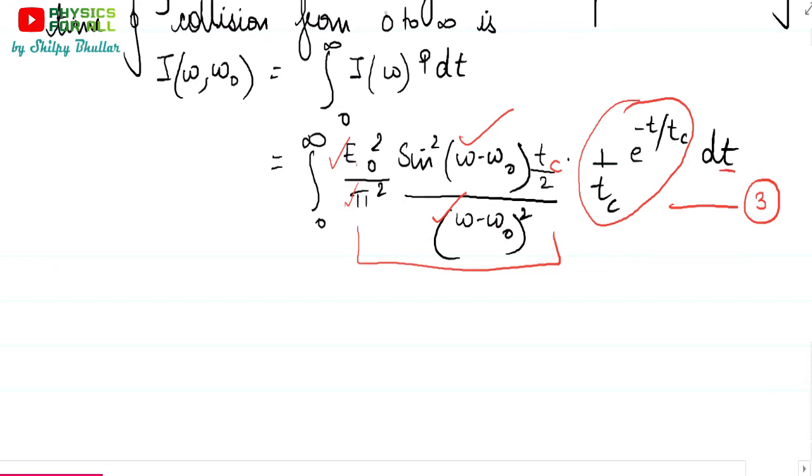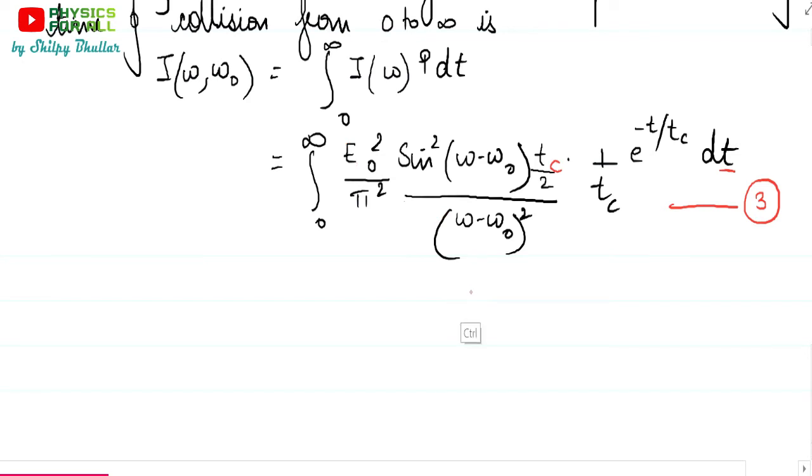But now we are integrating from 0 to infinity. We want to know whatever is going to happen between that time, the moment the lamp is on till the lamp is switched off. That's why instead of using TC, we are going to use T here so that it can take part in the calculation. Now this is the main thing which we are going to use.